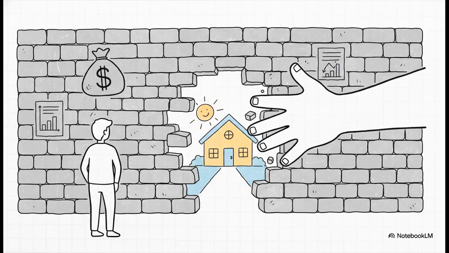So when you boil it all down, what's the point of all these programs? It's really simple: to get more people into homes. They're designed to lower the biggest hurdles that stop people from buying a house, things like saving up a massive down payment or having perfect credit.